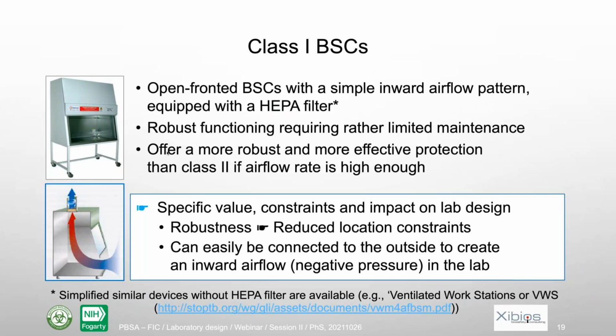So, the different types of biosafety cabinets. The most basic one is the class 1 biosafety cabinet. It's a closed enclosure, very simple in design. You have a fan on the top of the cabinet, and that fan sucks the air from the lab. The air goes over the work table and is then filtered through a HEPA filter.